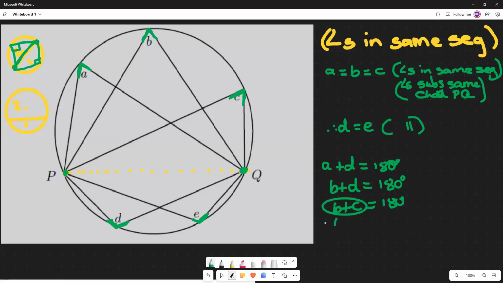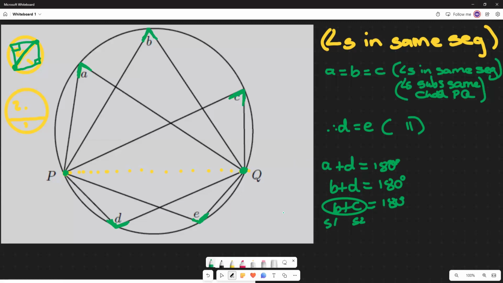This is in segment 1. That one is in segment 2. When you add them, they must add up to 180 degrees, as long as they are subtended by the same chord and they are in opposite segments. All right. The theorem is called opposite angles of a cyclic quadrilateral. We're going to talk about it later in the playlist, okay?